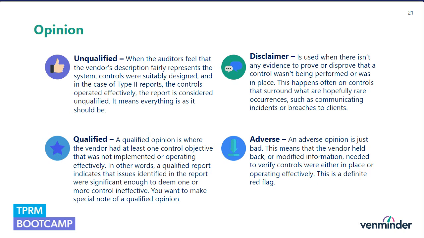A disclaimer is used when there isn't any evidence to prove or disprove that a control was being performed or was in place. This happens a lot on controls that surround what are hopefully rare occurrences, such as communicating incidents or breaches to clients. An adverse opinion is bad. This means that the vendor held back or modified information needed to verify controls were either in place or operating effectively. An adverse opinion is a definite red flag.